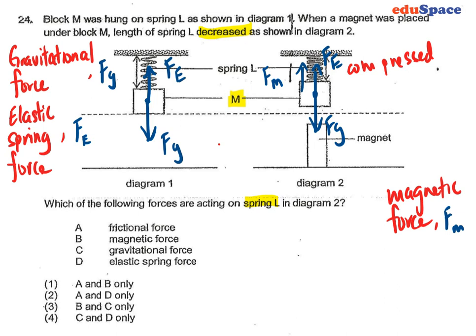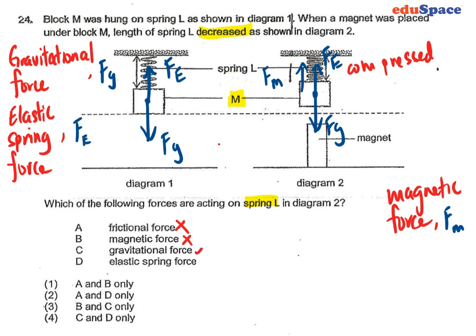So we can actually see that block M is a magnet. And let's take a look at the question. We're trying to see which of the following forces are acting on spring L, not the block M. So in this case, there is no frictional force acting on the spring L. There's no magnetic force acting on spring L because it is acting on block M, not the spring L.